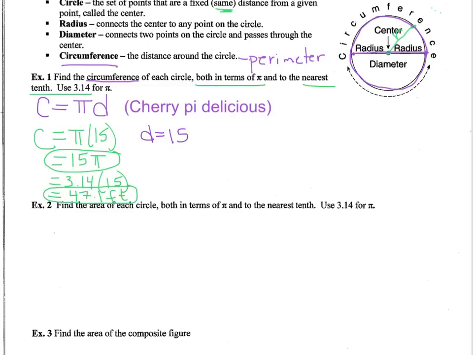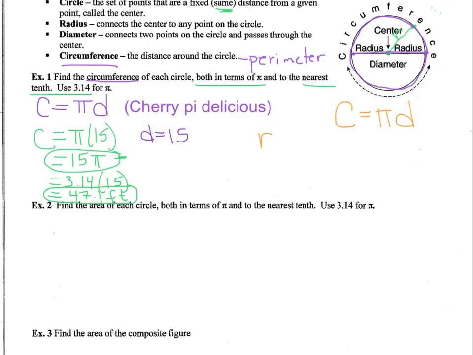For a more accurate answer, using the terms of pi is your most accurate. As soon as you start using the 3.14, you're rounding your answer. So it is a little more rounded, but it does get you an answer. Okay, let's go over here, and this time I'm going to use the same formula. Cherry, pie, delicious. Circumference equals pi times the diameter.